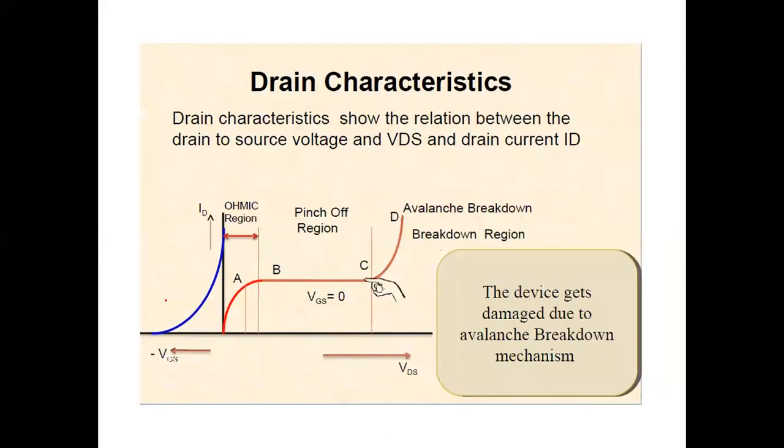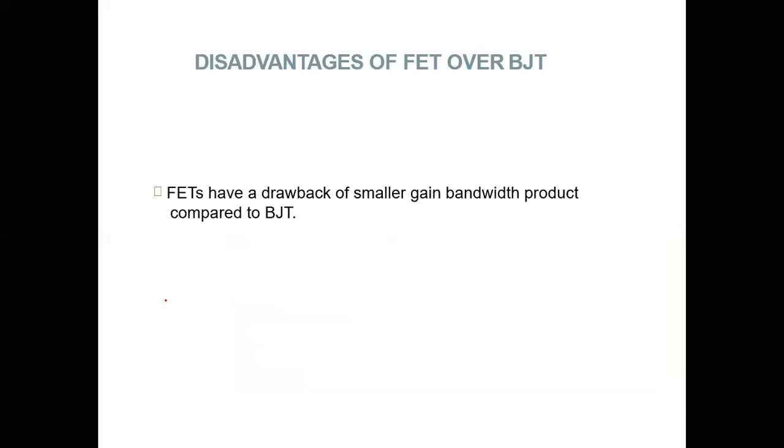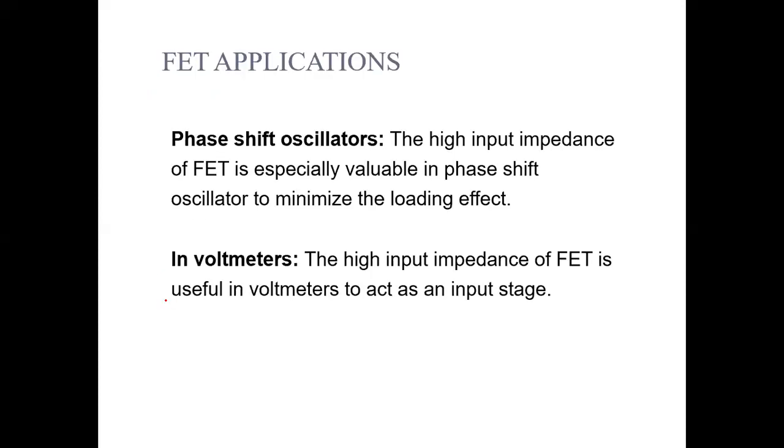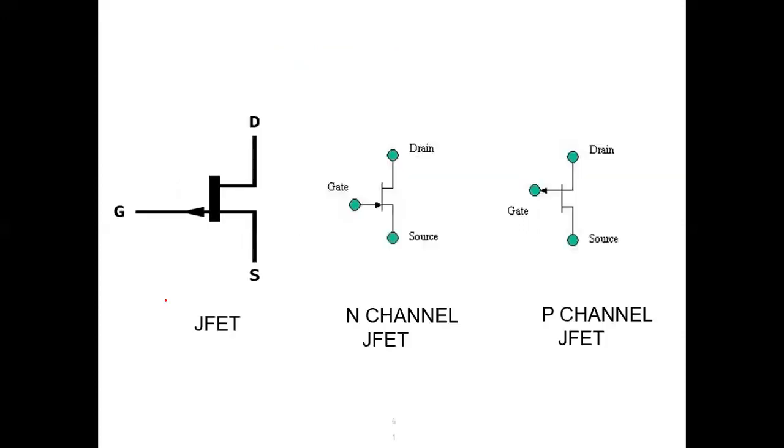Drain characteristics of the FET. So disadvantage of FET: FET has the drawback of smaller gain bandwidth product compared to the BJT. The high input impedance, low output impedance, and low noise level make FET superior to the bipolar transistor, as well as its application as a buffer amplifier, which isolates the preceding stage from the following stages. So FET applications: it is used in phase shift oscillators and voltmeters.